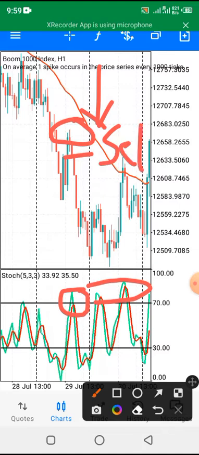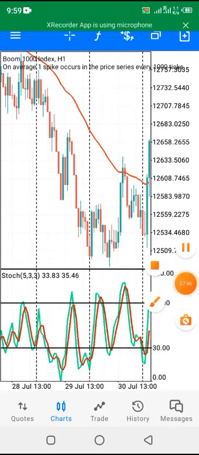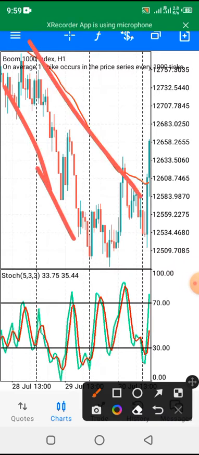You sell and put your stop loss over there, and hold this whole move down. As you can see, the stochastic pushed downwards till there. Guys, I hope you've understood. Let me just repeat it and show you how the strategy works. Price was trading below the moving average.